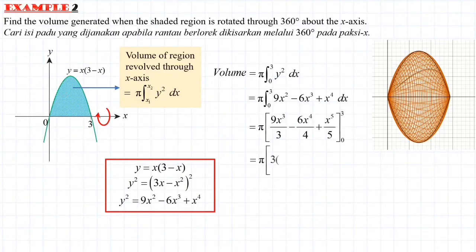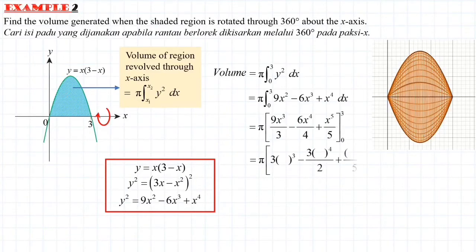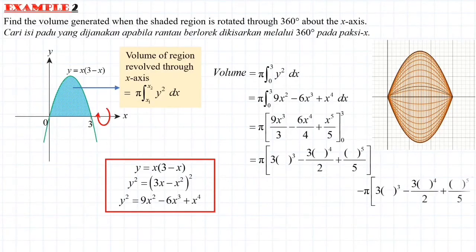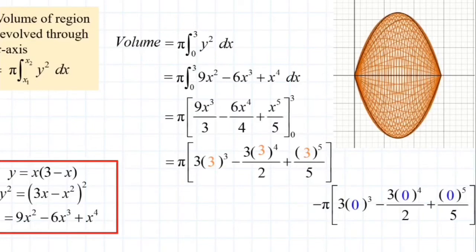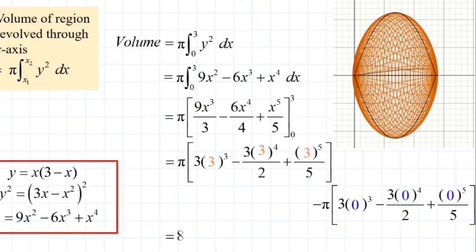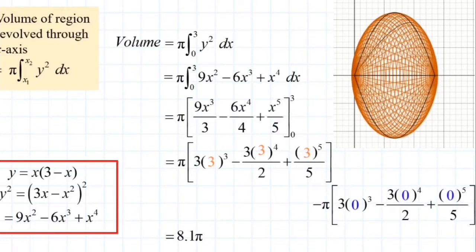So when you integrate, you get 9x cubed over 3 minus 6x to the power of 4 over 4 plus x to the power of 5 over 5. Then you substitute the upper limit minus the lower limit. Then you get the answer. Again, you may leave your answer in pi form or you may leave your answer in 4 significant figures unless instruction given. So the shape for the volume is given in the diagram.